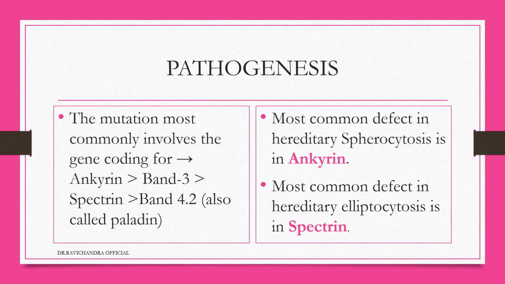The mutation most commonly involves the gene coding for ankyrin, more than band 3, then spectrin, then band 4.2. Band 4.2 is also called pallidin. The most common defect in hereditary spherocytosis is ankyrin, and the most common defect in hereditary elliptocytosis is spectrin. This can be asked in an MCQ or NEET exam, or in the viva they may ask you the most common defect in hereditary spherocytosis; the answer is ankyrin, and in hereditary elliptocytosis, it is spectrin.